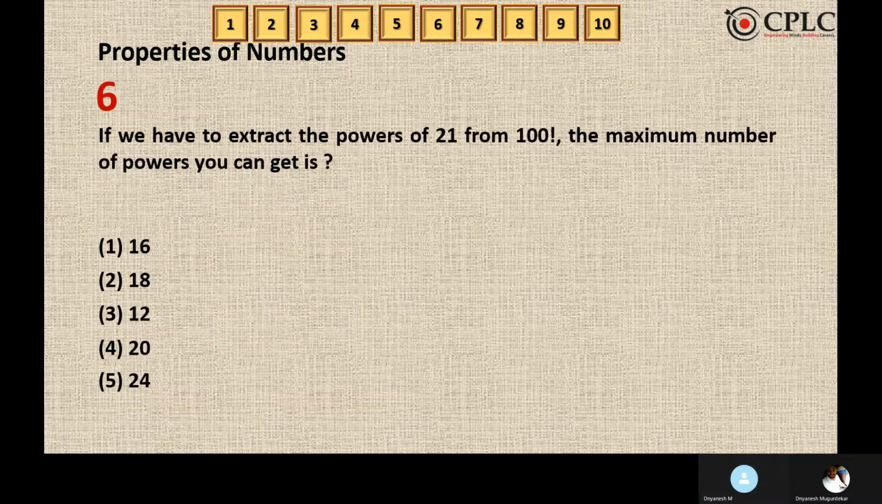Sixth one: if we have to extract the powers of 21 from 100 factorial, the maximum number of powers that you can get is? So obviously we cannot directly divide by 21 because that's not a prime number. So we'll have to split 21. 21 can be written as 3 into 7. So in short, we have to extract the powers of 3 and 7.